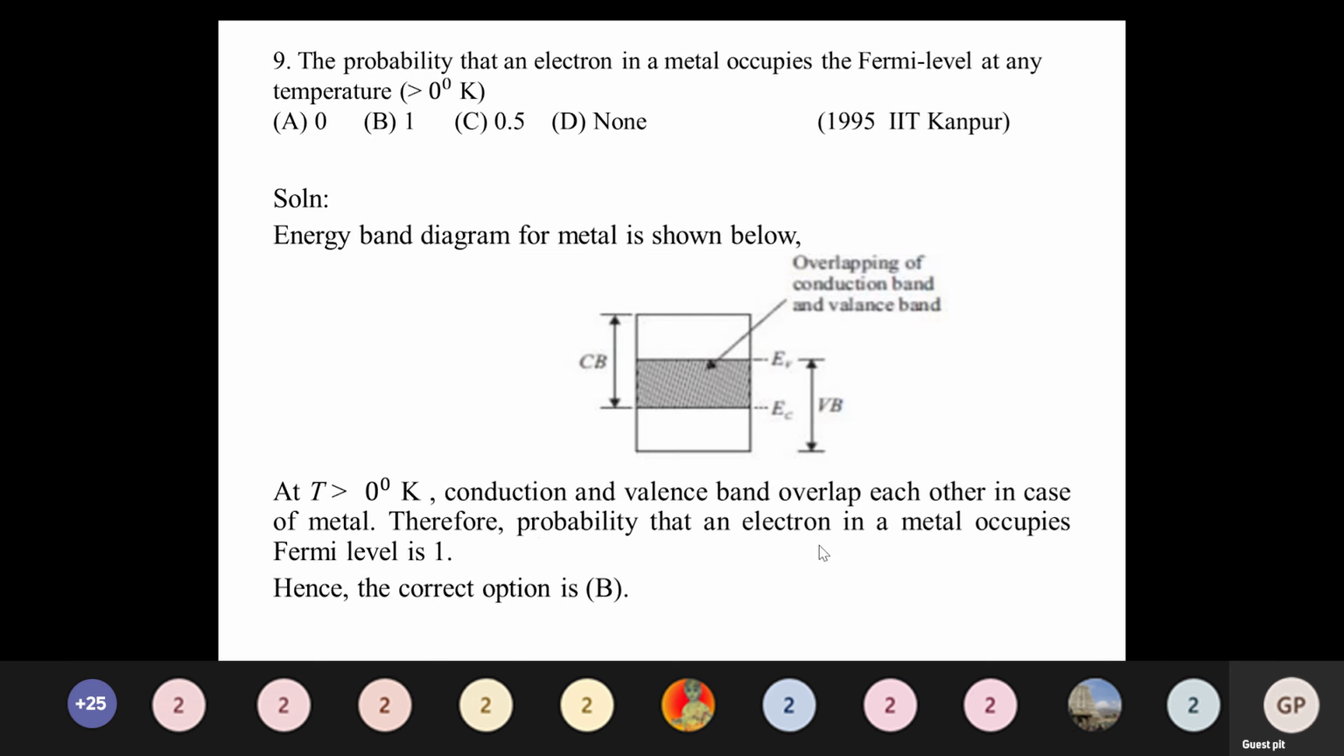The probability that an electron in a metal occupies the Fermi level is equal to 1. This is the Fermi level equal to 1, constant. The concept we already discussed in the theory itself: for metal the conduction band and valence band both are overlapped, and for that case the Fermi level probability is equal to 1. So that is the thing here also. So the option is B. Answer is 1.